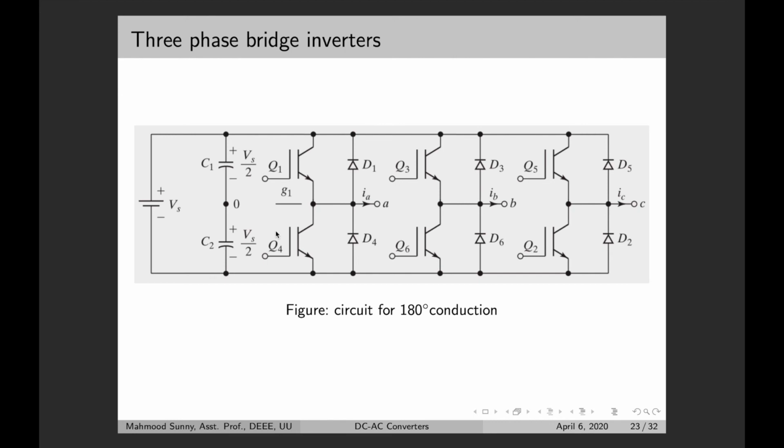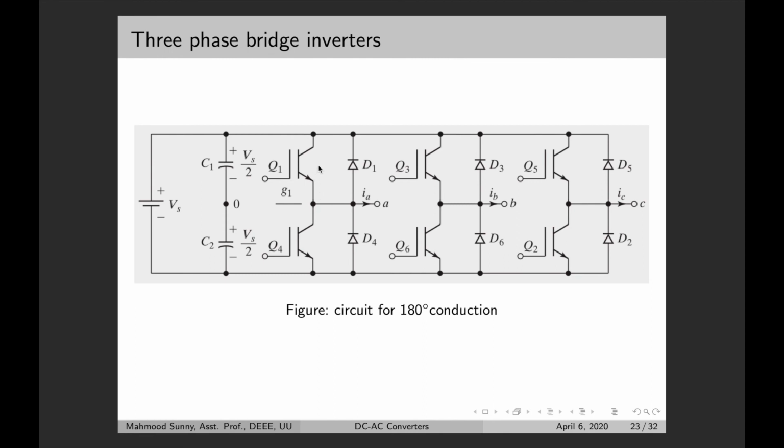Here is the example circuit for 180-degree conduction. So we have the supply voltage, and on the right we have 6 switches. We also have 6 diodes connected anti-parallel with the switches. Each transistor conducts for 180 degrees. 3 transistors remain on at any instant of time. There are in total 6 modes of operation in a cycle, and the duration of each mode is 60 degrees.